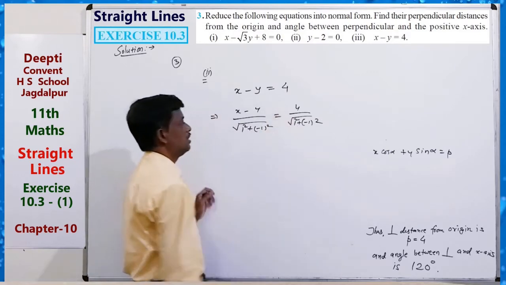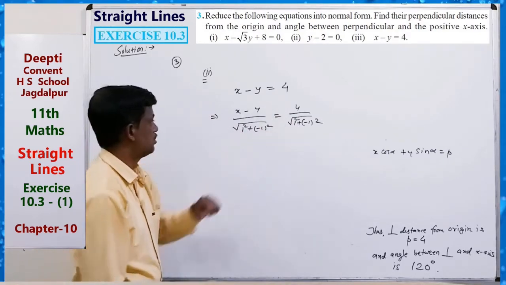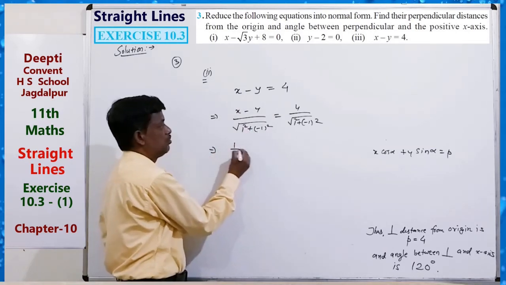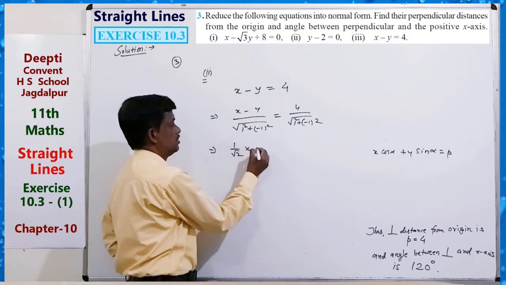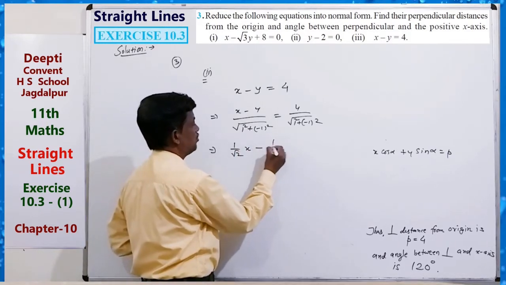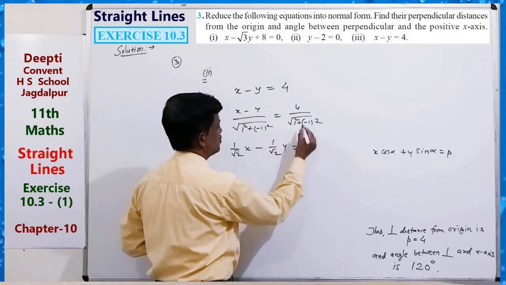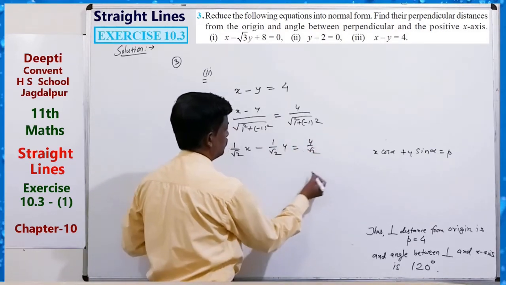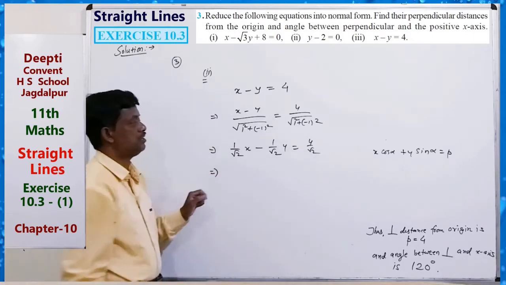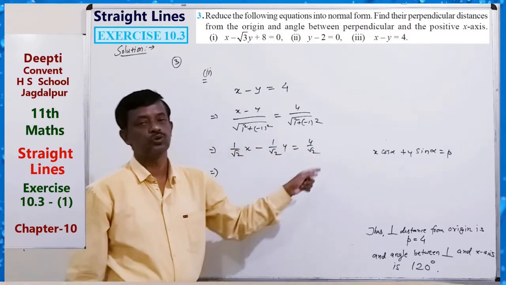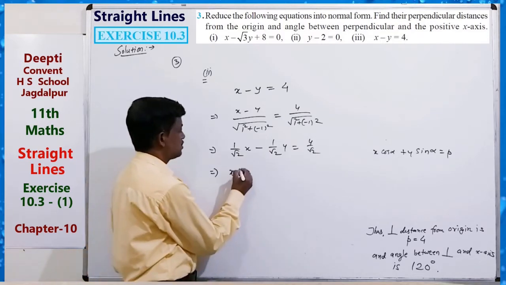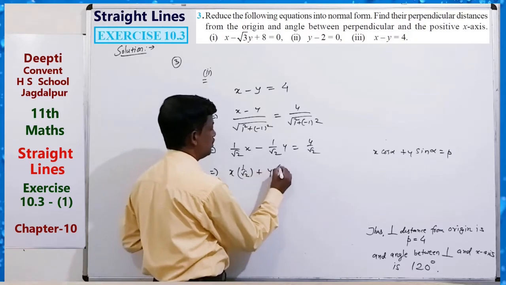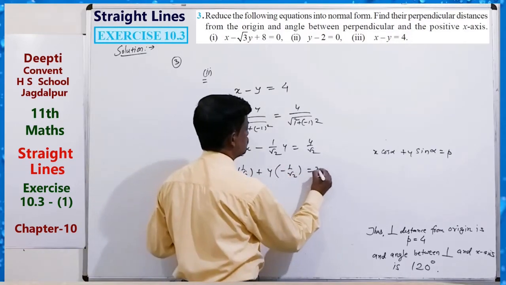Just we will get like this. Take positive sign here. Okay. So 1 upon root 2 x minus 1 upon root 2 y equals 4 upon root 2. Okay, so we can write 2 into root 2, root 2 root 2 cancel to root 2. So here x times 1 by root 2 plus y times minus 1 by root 2 equals 2 root 2.